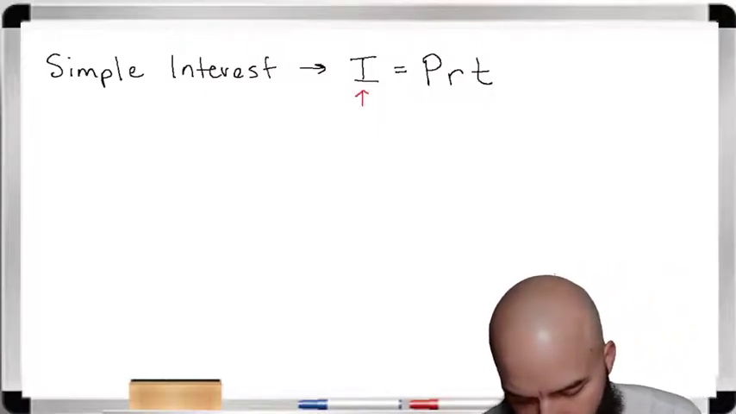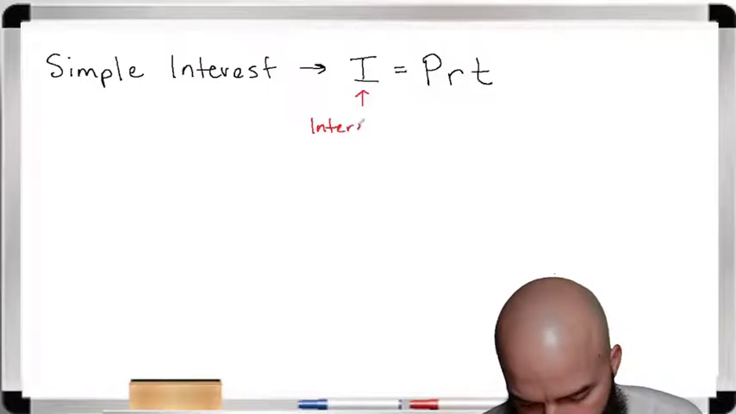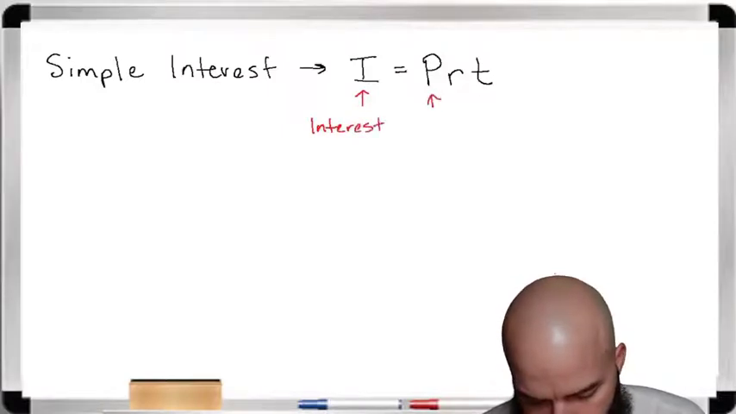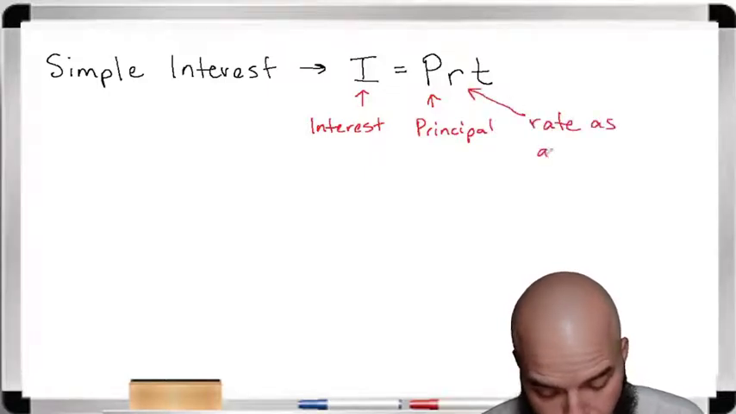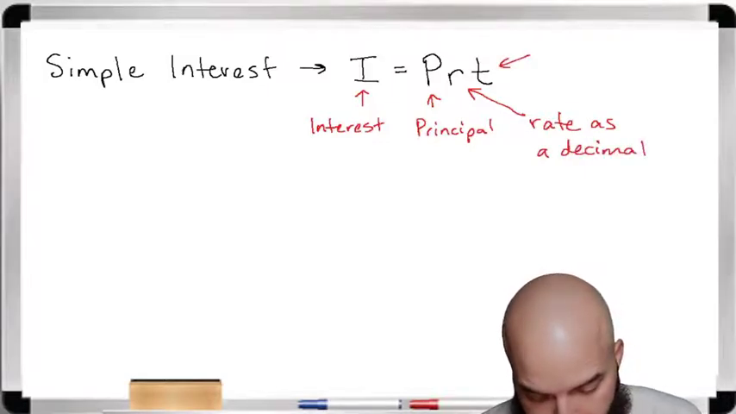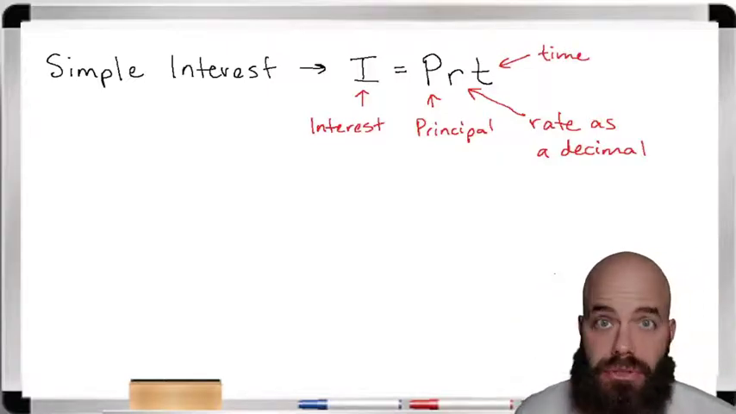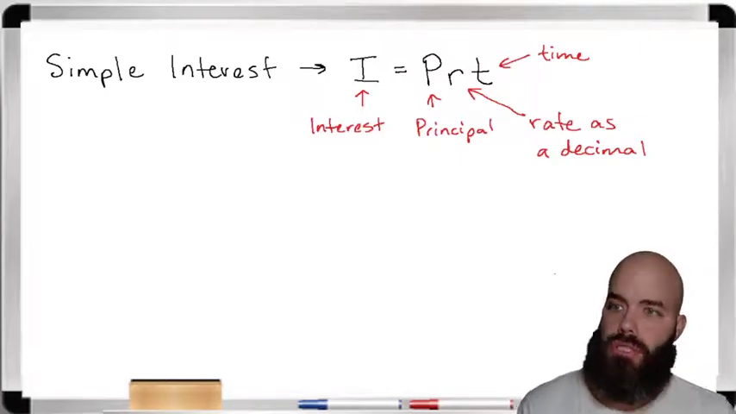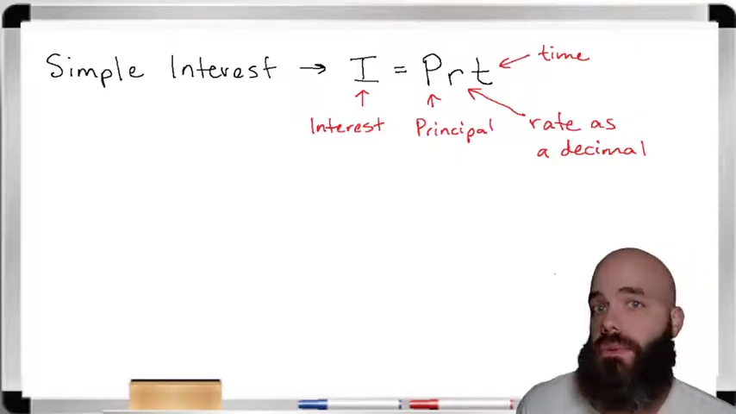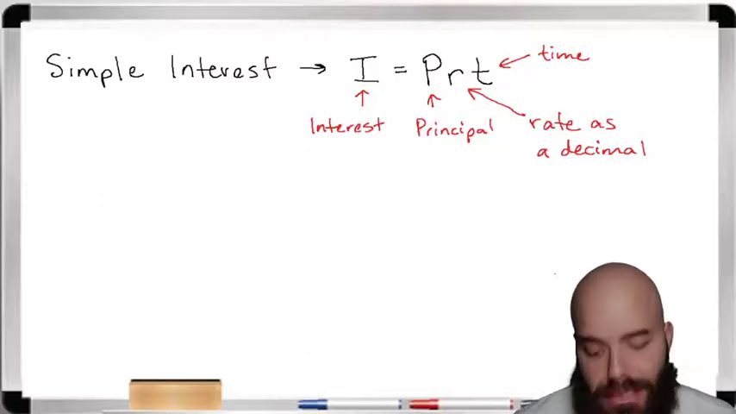So we got interest, principal, rate as a decimal, and time. Every now and then in this formula, that T may be a Y, which represents years. But in general, we'll say the interest is equal to the principal times the rate times the time.